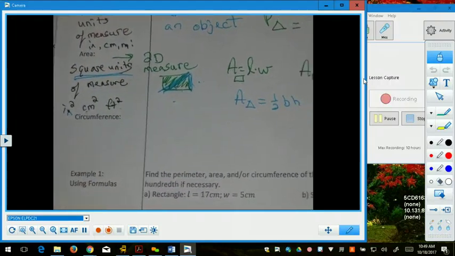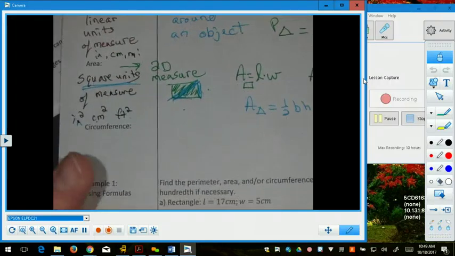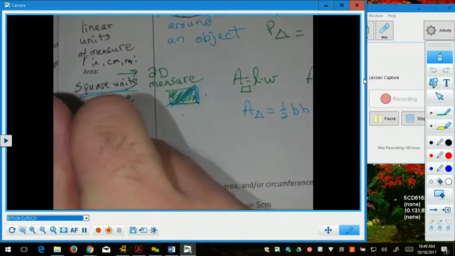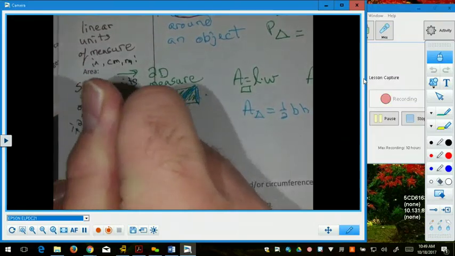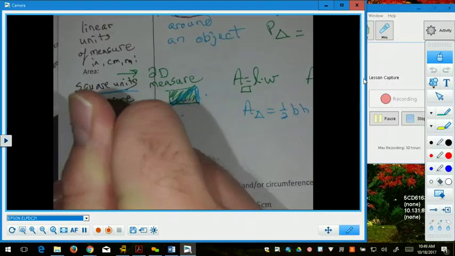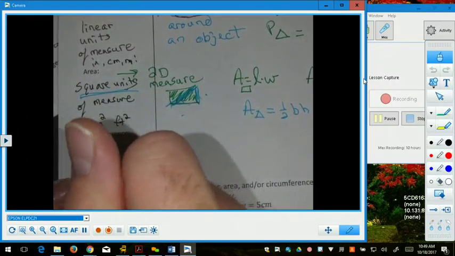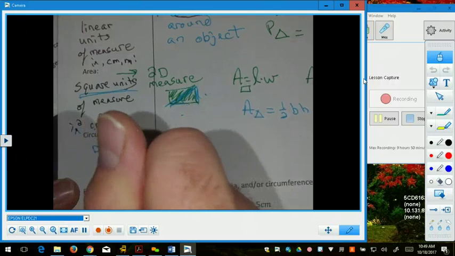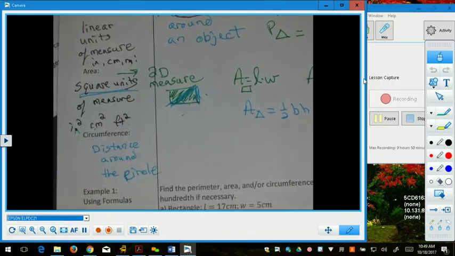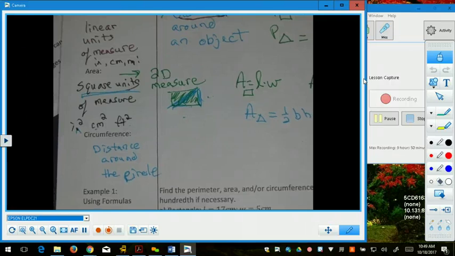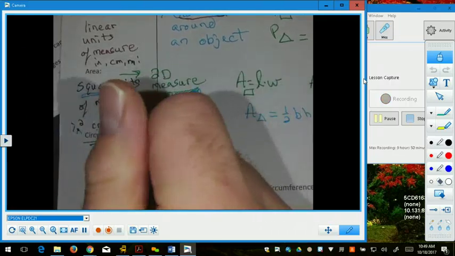Circumference. I don't know why we didn't just put this under perimeter. I accidentally did it in first hour. Circumference of a circle is the distance around the circle, right? So what's that closely related to? It's the perimeter. If I said, what's the perimeter of the circle, you'd all look at me like I'm weird because we don't say that. The circumference is the perimeter.